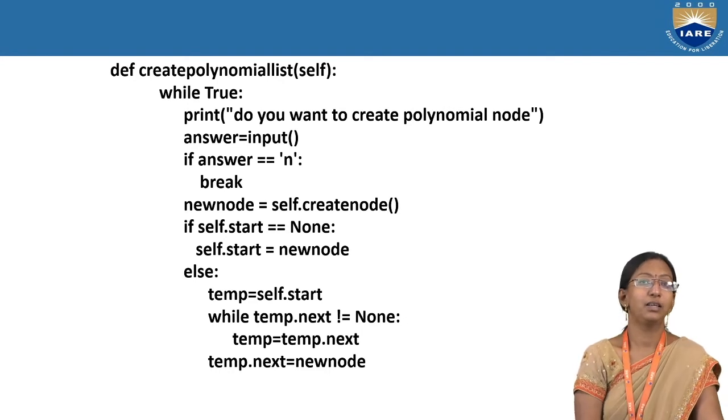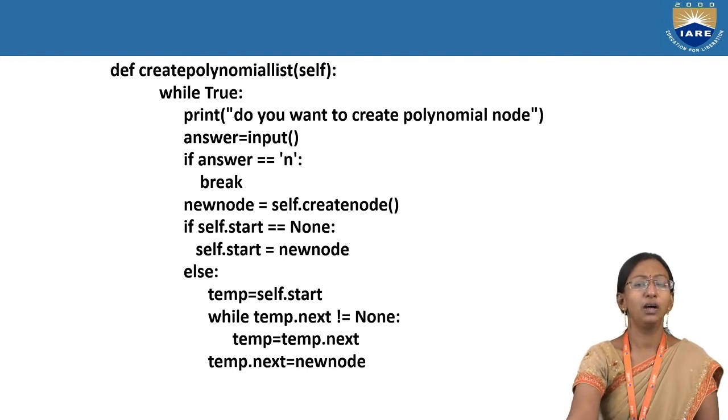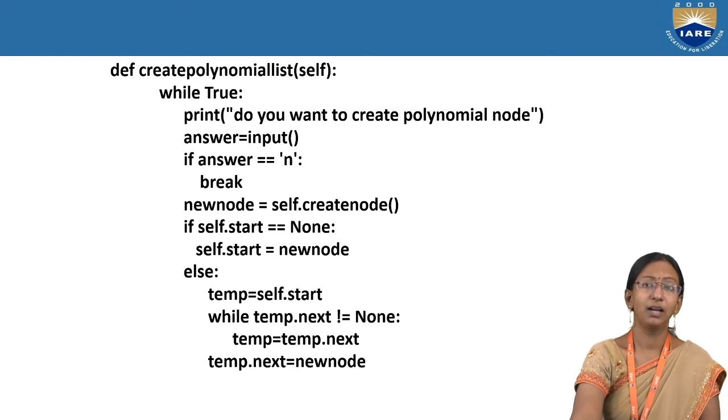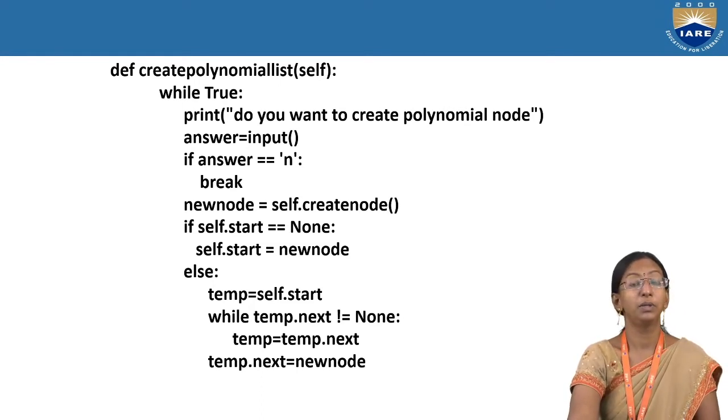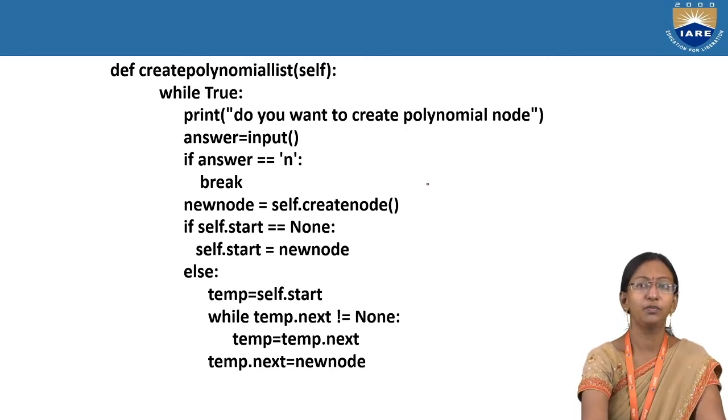Now, as I said, the task of this function is to make a chain, to make a list. So now I have to think in that direction. What if the start is none? Meaning, it is not pointing to any node. Meaning, no node has yet been created. It is a fresh or an empty one. In that case, whatever new node you have created just now will be the first node.